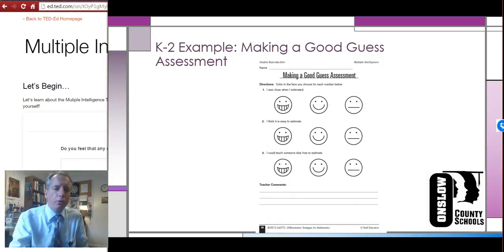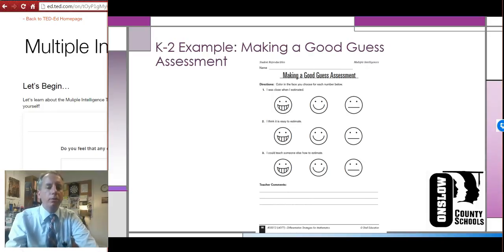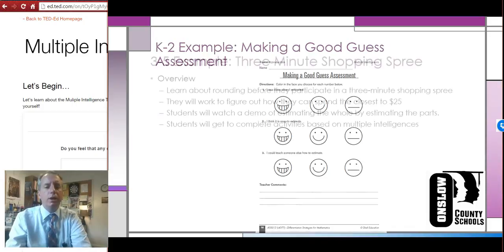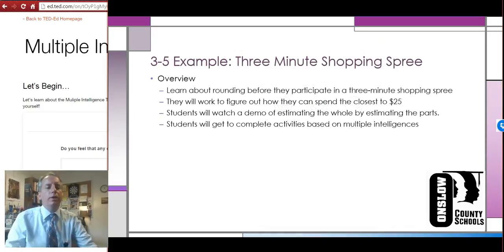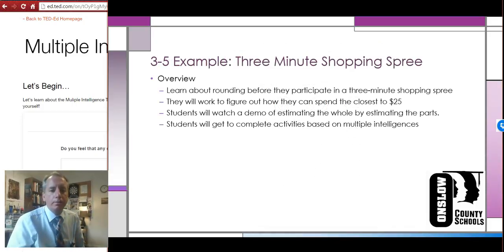And at the end, of course, we want kids to think about how they did with this. You don't have to do this on a piece of paper, right? We can do this on a smart board. We can do it with sticky notes, or even just hands up, right? So were you close when you estimated? Do you think it's easy? Do you think it's hard? And could you teach somebody else? So again, just getting kids to be a little bit metacognitive and think about how they're thinking about it. All right, so it's K-2.